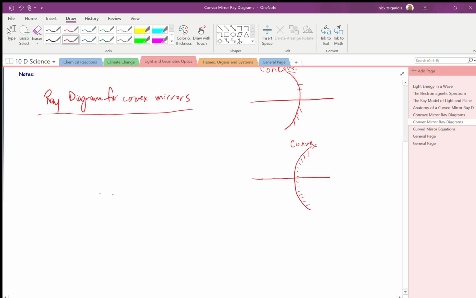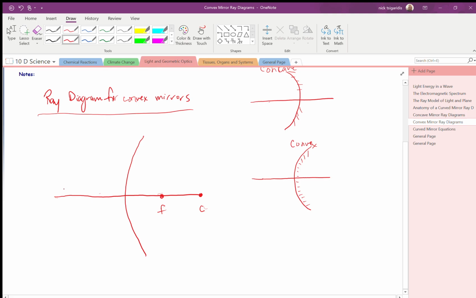So I'm going to draw my principal axis here, and I'm going to draw my convex mirror. Now you'll notice that the convex mirror, as it is curving outwards, has its focal point behind the mirror, and its center of curvature behind the mirror. So I have my center of curvature and I have my focal point here. And I'm able to then use that to help us solve it.